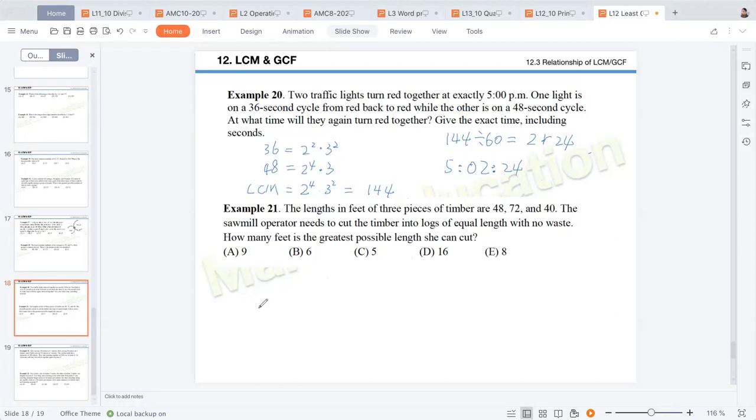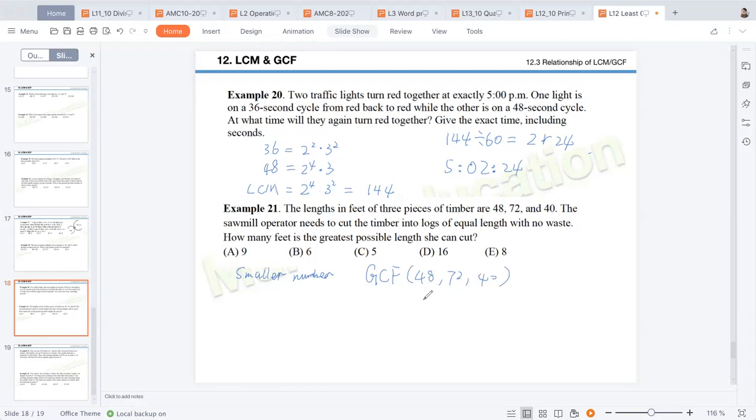Aaron, give me the right answer. They want to find a smaller number. So let's find the greatest common factor of 48, 72, and 40. Emily, give me the right answer.